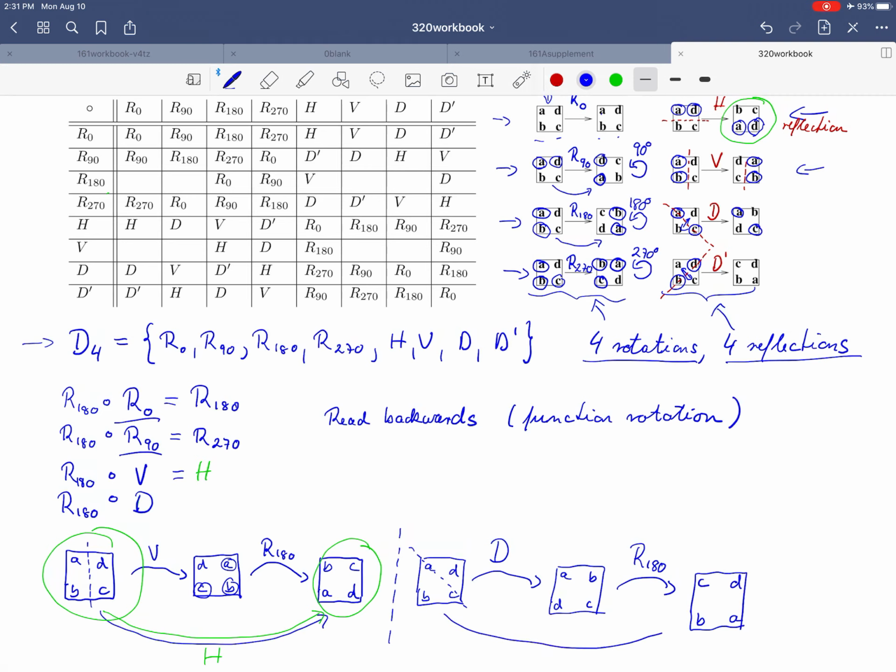And then again, we want to know, could we have done that just with one symmetry, one motion? We sure could. If you go up to the list, can you find it? There it is. So it seems like the composition of D with R180 is D prime. So this is D prime.